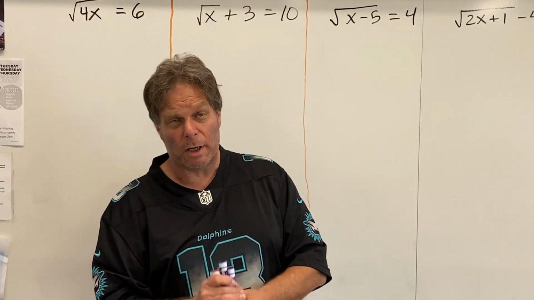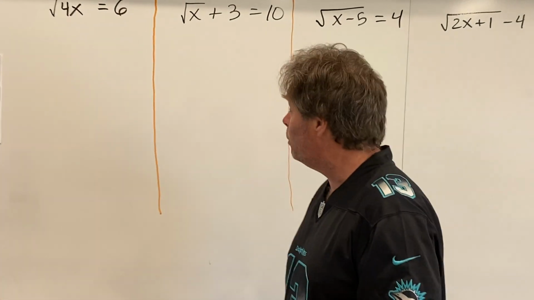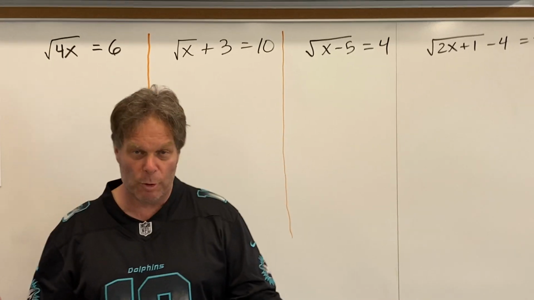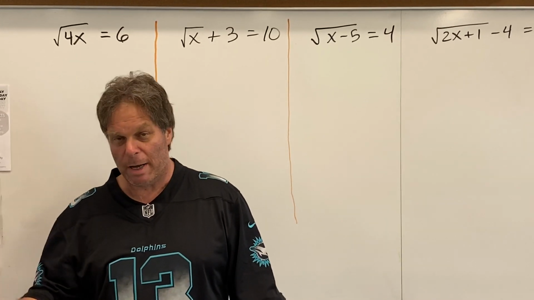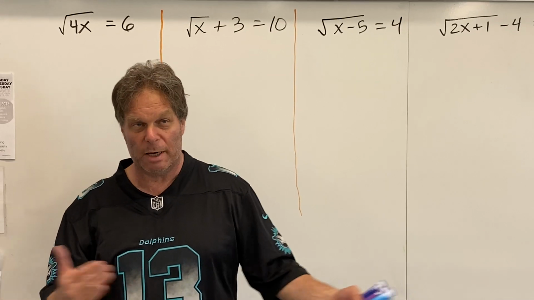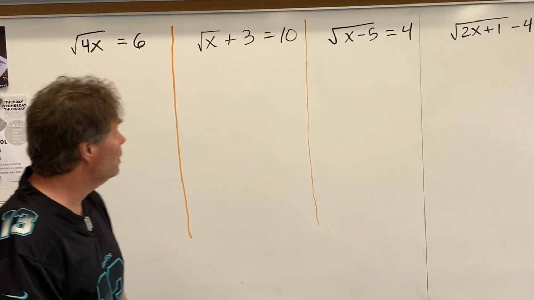Well, when we're talking about radicals and square roots, what undoes each other is squaring and square rooting, right? So raising to the second power and square rooting, they undo each other just like adding and subtracting and multiplying and dividing do. So, here's the deal.